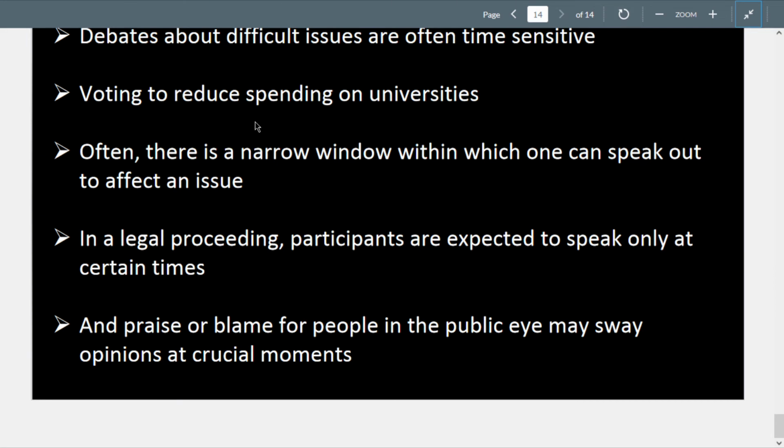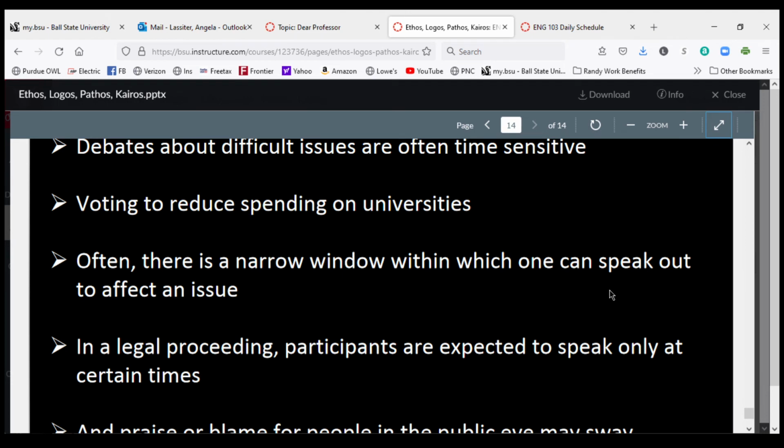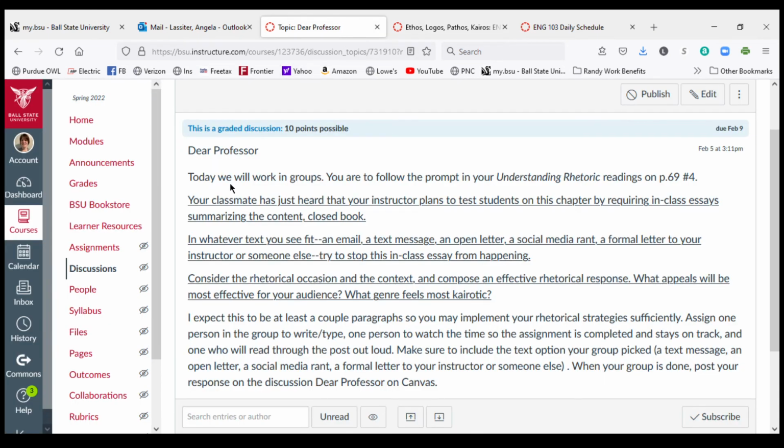Okay, so that covers our readings for this week, which is really what I wanted to get into. So in class, we are doing Dear Professor. Okay, it is a little exercise. It is worth 10 points. We did it in groups.